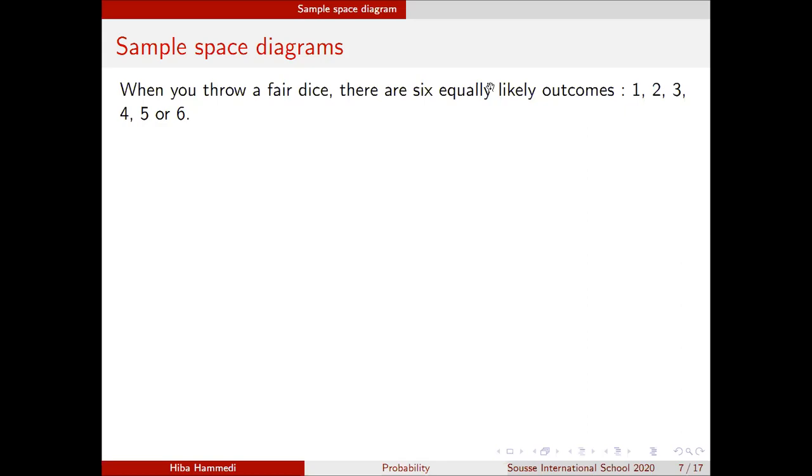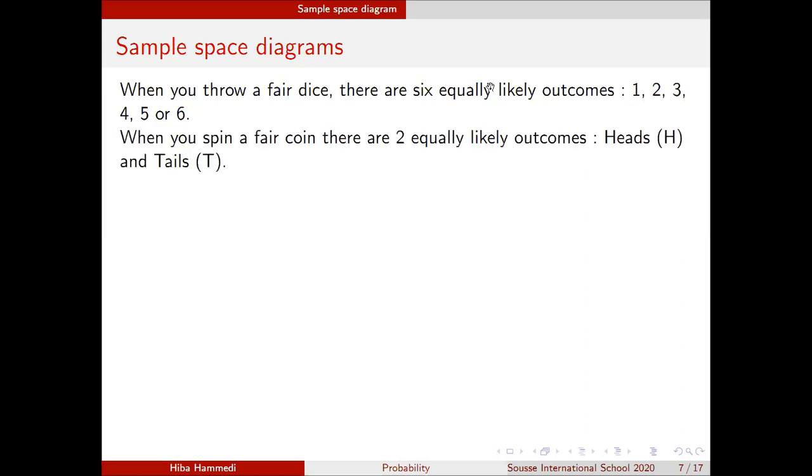So let's take a fair dice, and we know that if you throw a fair dice, there are 6 equally likely outcomes because a dice is a cube and it has 6 faces. And if I put numbers on each face, it will be from 1 to 6. So whenever I'm throwing a dice, I can get 1, or I can get 2, or I can get till 6. So I have 6 possible outcomes.